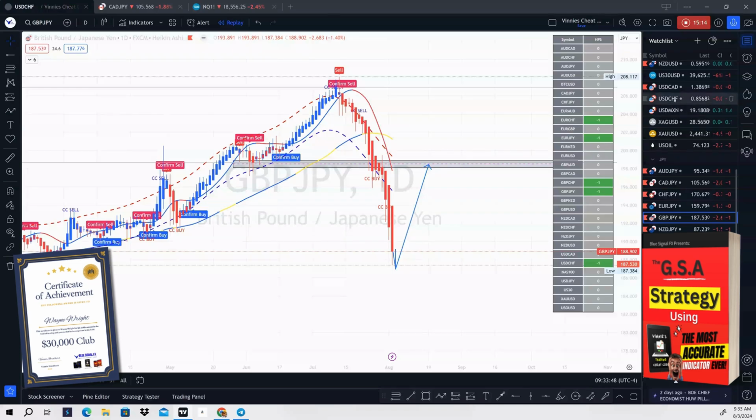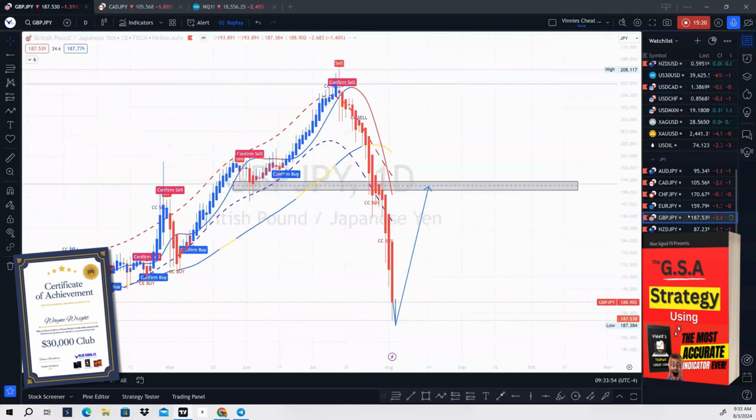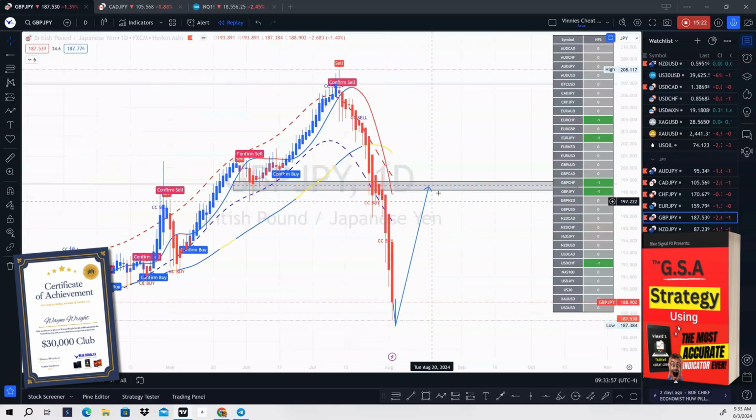So here on USD CHF, we were trading the impulse. Here on GJ, we're going to look to trade the correction. This is just a pullback, from my understanding right now. Now, if price decides to break through, then we'll be trading the impulse. But right now, we are trading the correction.